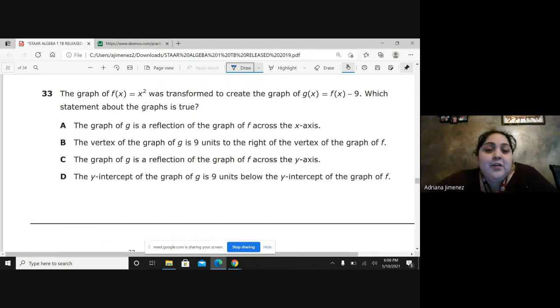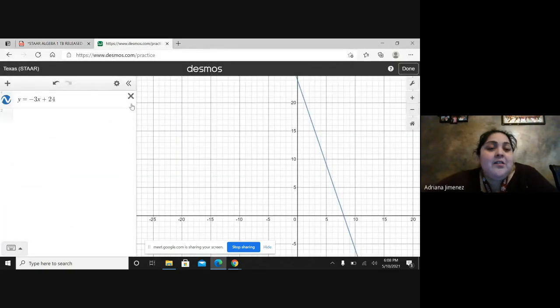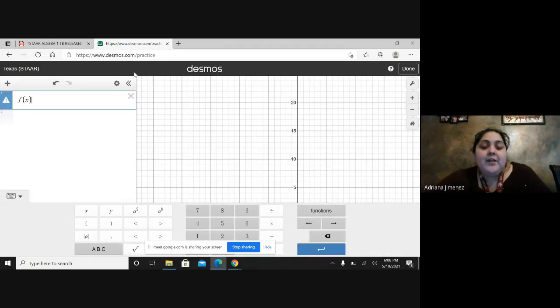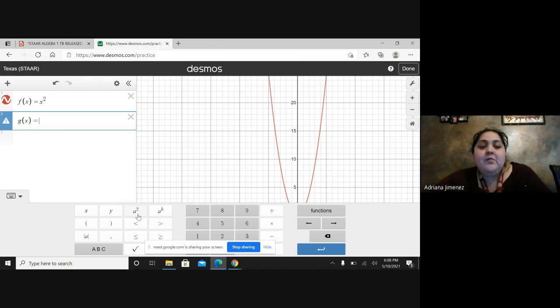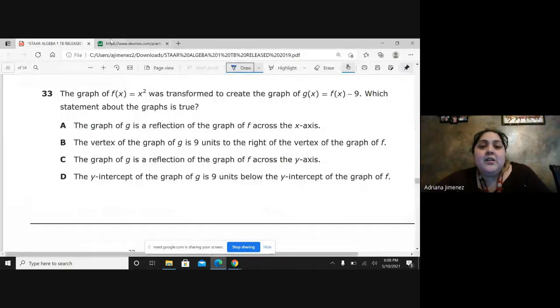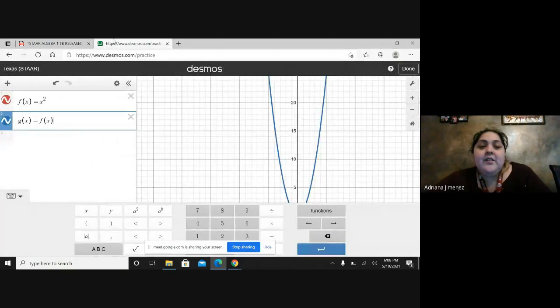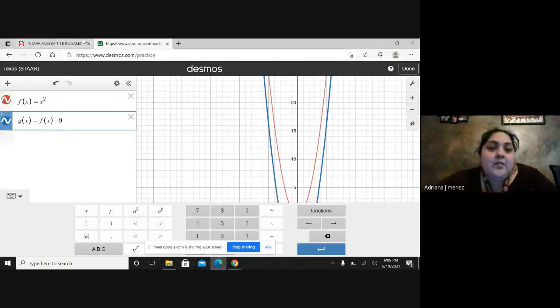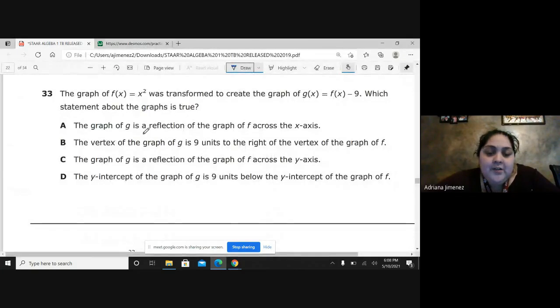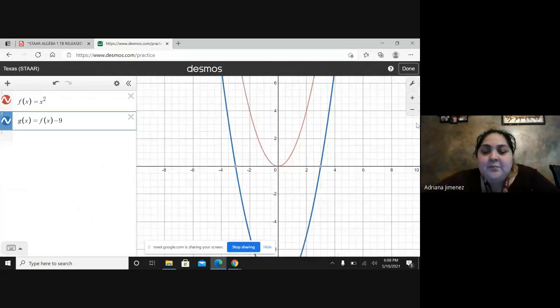Okay. Here's this one. This one gave you the 2 equations, so all you're going to do is type in exactly how it looks and see if Desmos lets you do that. So f of x equals x squared, g of x equals f of x minus 9. All right, this right here says it's a reflection across the x-axis. Reflection across the x-axis means that it reflects going down, but they're both going in the same direction. So that can't be it.